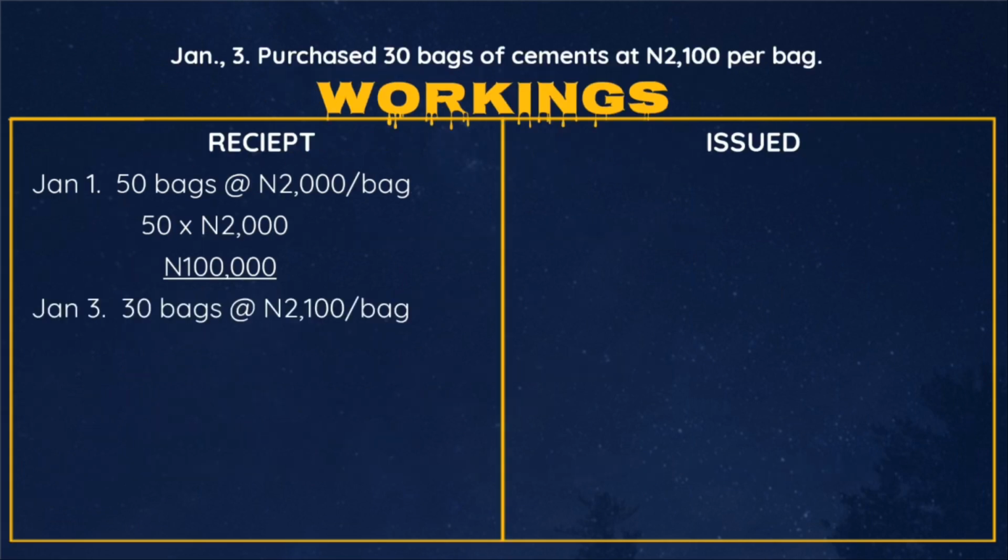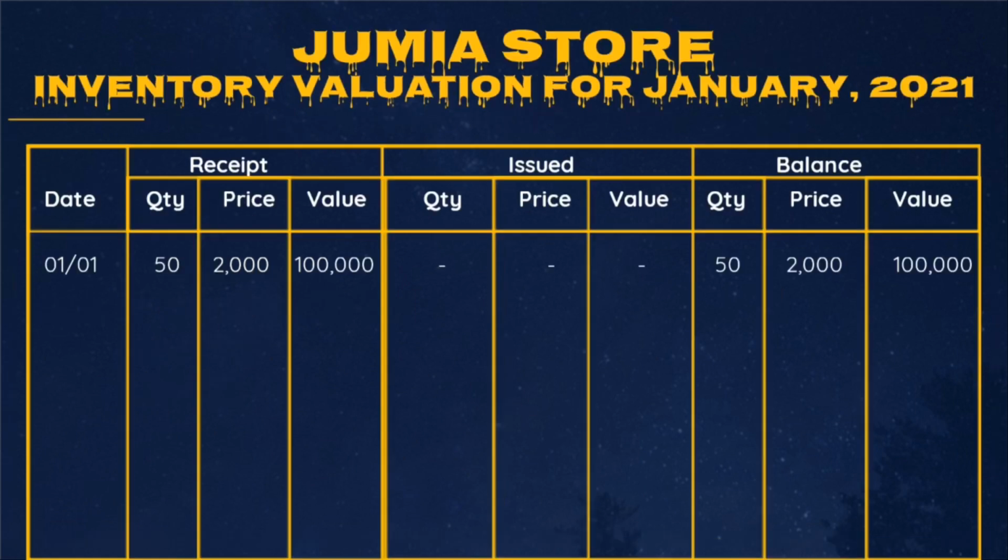So January 3, 30 bags of cement at 2,100 naira per bag. That is going to be 30 times 2,100. If we multiply 30 by 2,100, that is going to give us 63,000 naira. So now going back to our inventory account. The date, which is January 3. The quantity, that is 30 bags at 2,100 naira, which gave us 63,000 naira.